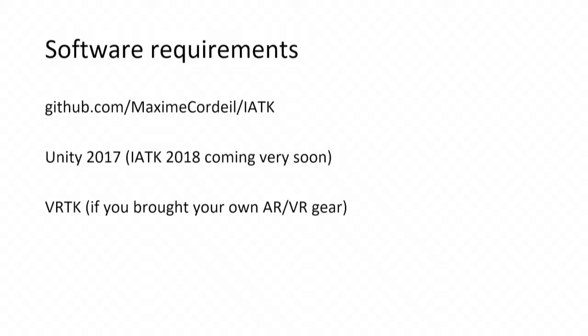If you want to get the IATK, you can just jump on the GitHub. There are instructions on the GitHub as well, with a direct link to the right Unity installer. For now we're just handling Unity 2017, but we're porting the code to Unity 2018, and it's almost there. Also, if you happen to have your VR gear, please download VRTK. All the instructions are on the GitHub.